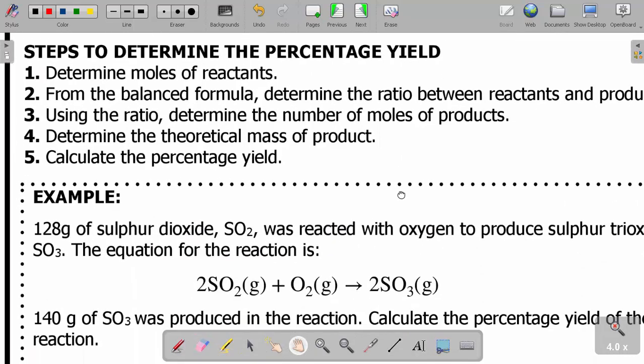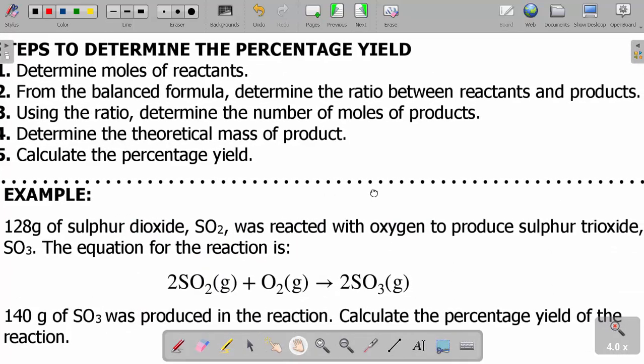Step number 1, determine the moles of the reactants. Step number 2, from the balanced formula, determine the ratio between reactants and the products. Step number 3, using the ratio, determine the number of moles of products. Step 4, determine the theoretical mass of the product. Then step 5, calculate the percentage yield.